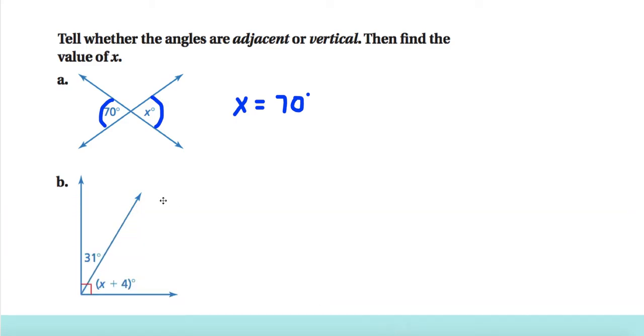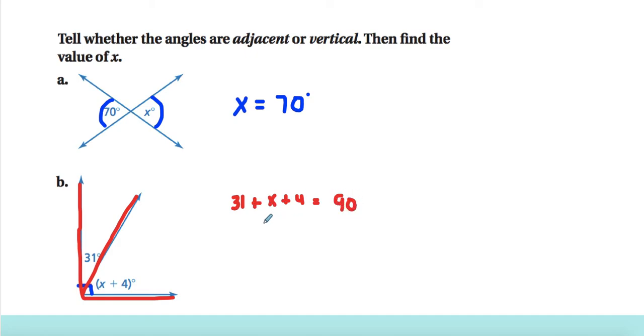Our next model. Here I see that we have two angles that form a right angle, or 90 degrees. Since my two angles are side by side and share a common line, I can tell that this is an adjacent angle. I know that when I combine my angles 31 plus x plus 4, their sum will equal 90 degrees.